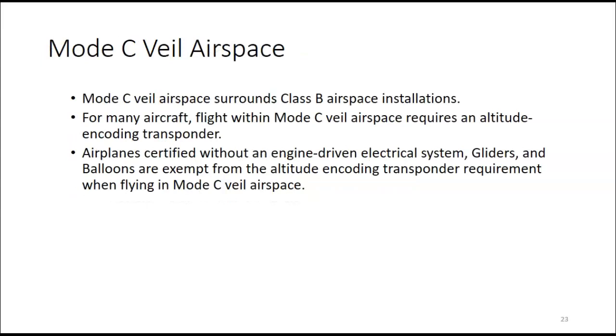There is a Mode C veil, or airspace that surrounds Class Bravo airspace, and while it's not within the Class Bravo airspace, you still must have a Mode C transponder or an altitude encoding transponder while flying in this airspace. Airplanes that are certified without an electrical system, like gliders and balloons, are exempt from the altitude encoding transponder requirement when flying in the Mode C airspace.